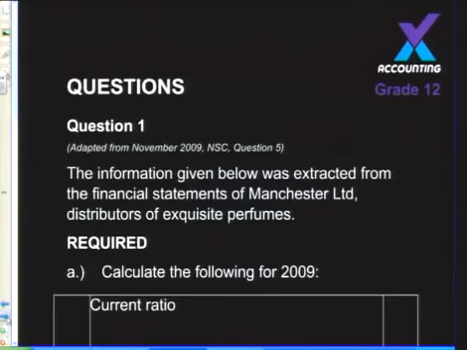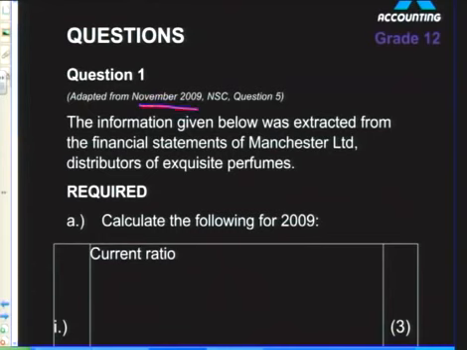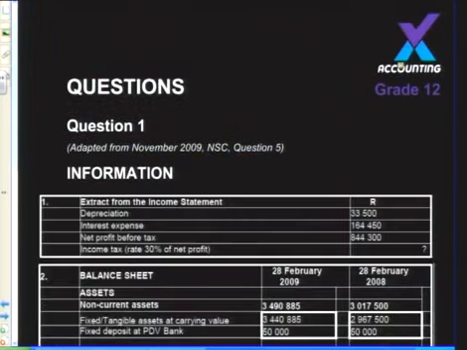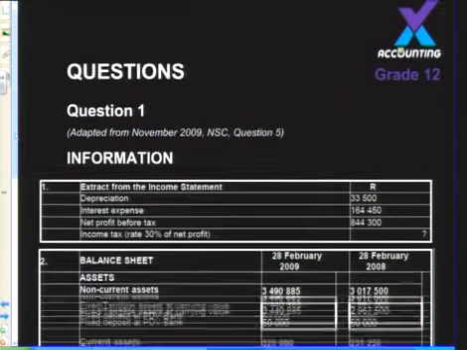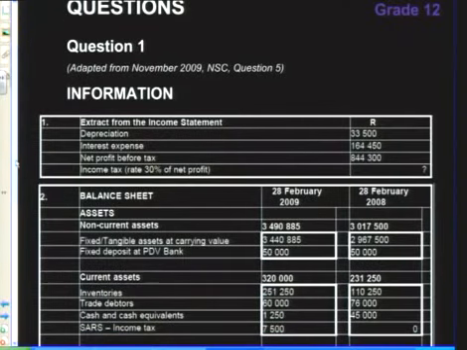Yes, question. Yes. Brilliant. Guys, the question that I'm going to do today was taken from November 2009, end of the year exam, and it was question 5. So even if I don't finish, you know that's a question that I was looking at. The information given below was extracted from the financial statements of Manchester Limited, distributors of exquisite perfumes. And then we've got our required, but before we look at the required, I think let's go through the information first, because it's on a separate slide. So this is the information that has been given to us.